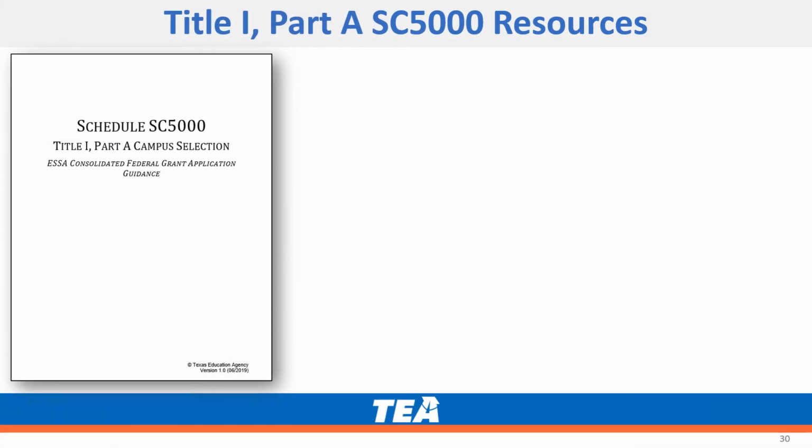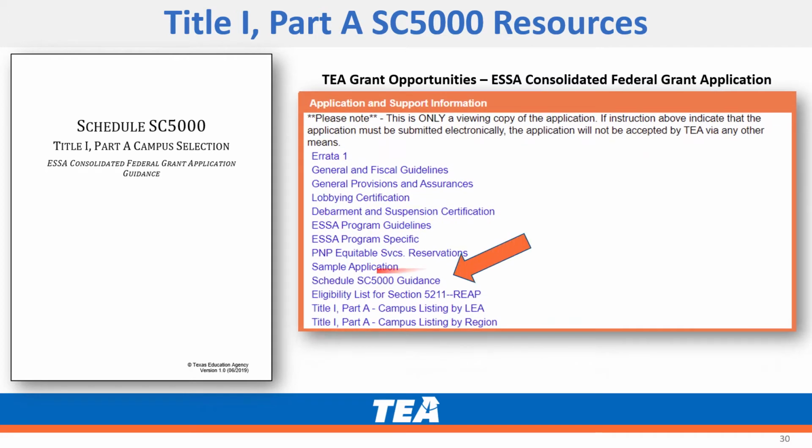There are several resources that an LEA can use to become more familiar with the SC5000 schedule. The first resource is the Schedule SC5000 Guidance Document. This document can be found in the Application and Support Information section of the ESSA Consolidated Federal Grant Application Grants page on the TEA Grant Opportunities webpage.